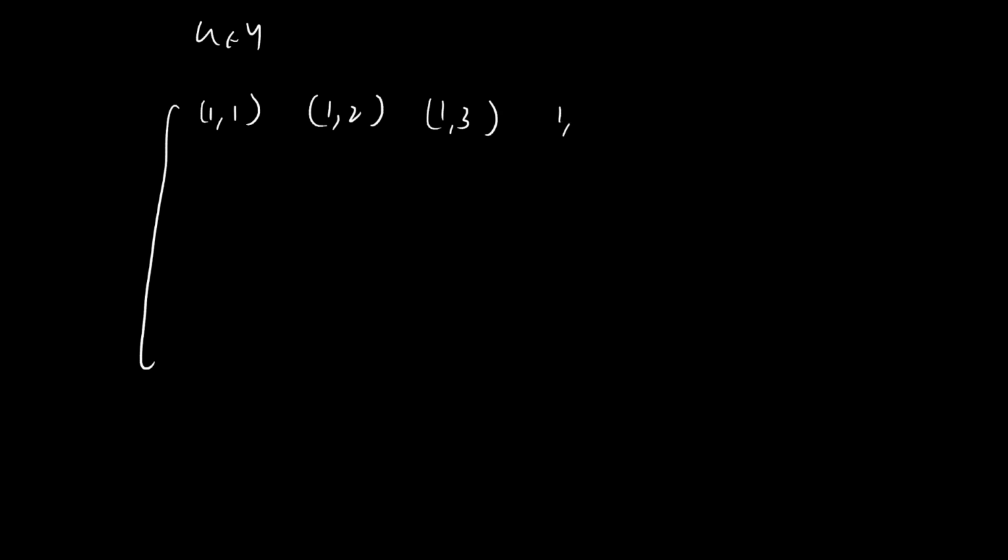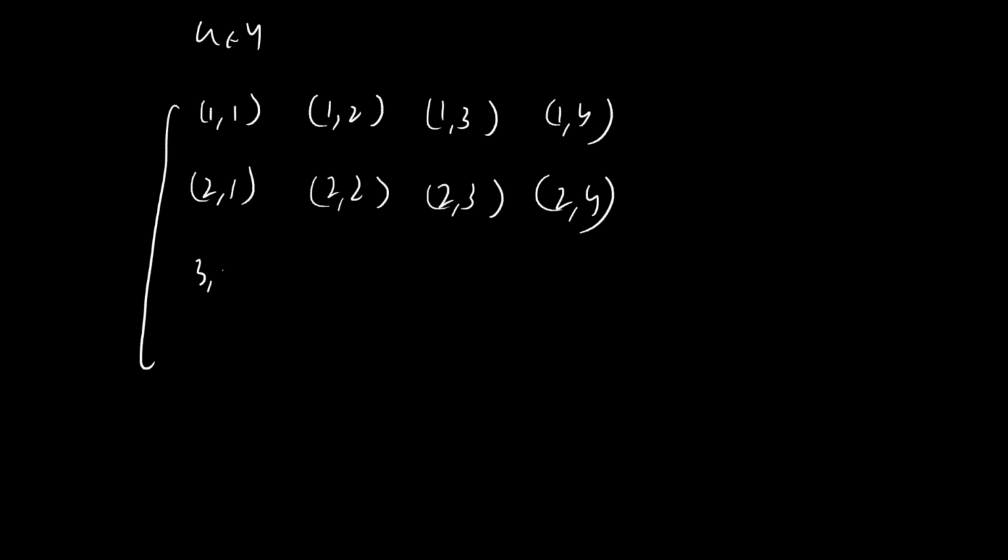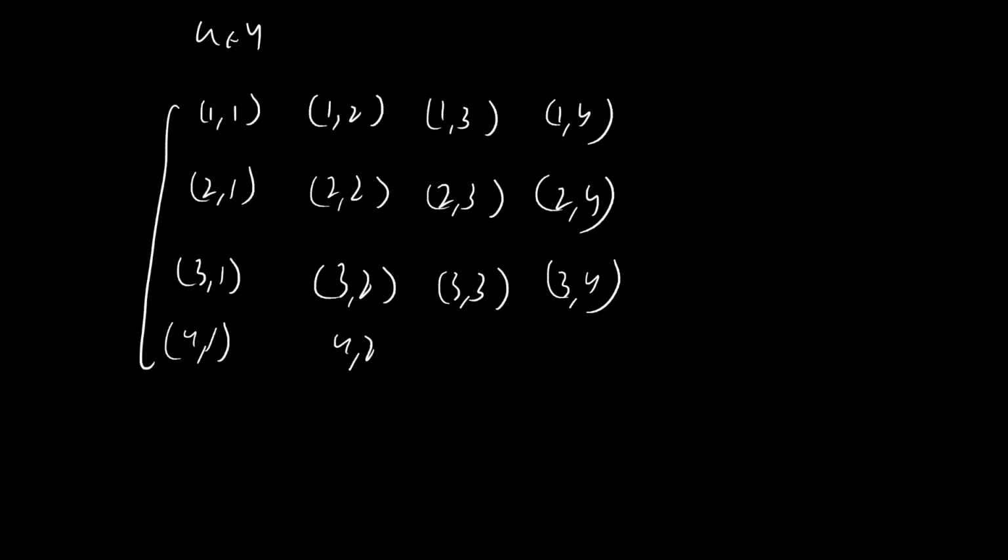Okay, so let's check for a 4 cross 4 matrix. 1,1, 1,2, 1,3, 1,4, 2,1, 2,2, 2,3, and 2,4, 3,1, 3,2, 3,3, and 3,4. Finally 4,1, 4,2, 4,3, and 4,4.